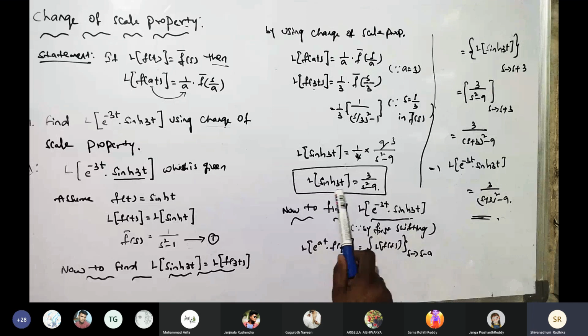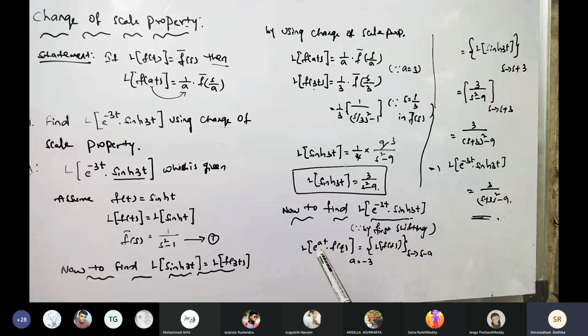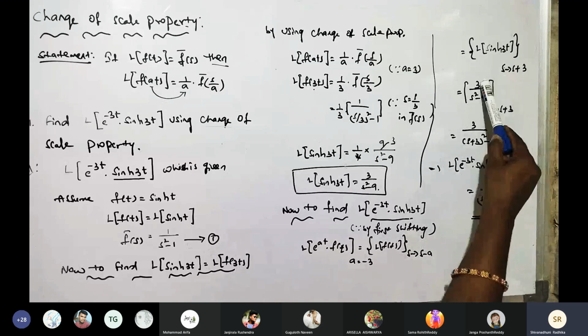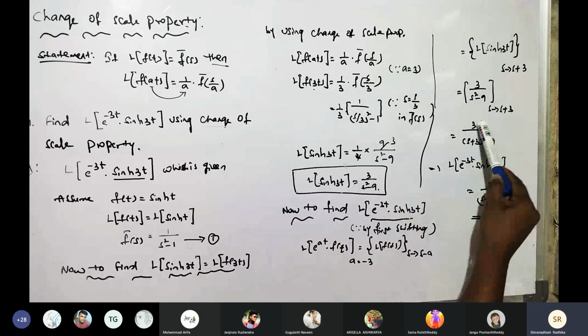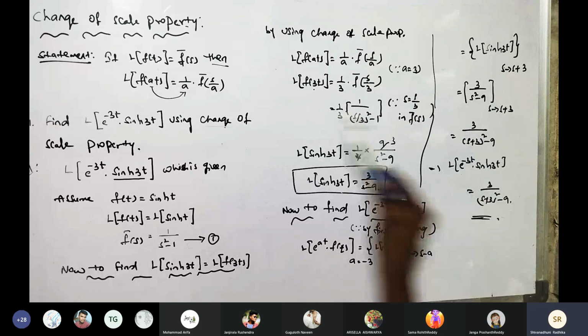But we have the exponential term here. What is the exponential term here? E power of minus 3t. What is a value? Minus 3. Substitute in the place of s minus a. A is what here? Minus 3. Minus into minus is plus here. S changes to s plus 3. 3 by s square minus 1 is the L of sinh 3t. So we substitute 3 by (s plus 3) whole square minus 1. So this is the total problem answer, which is required.